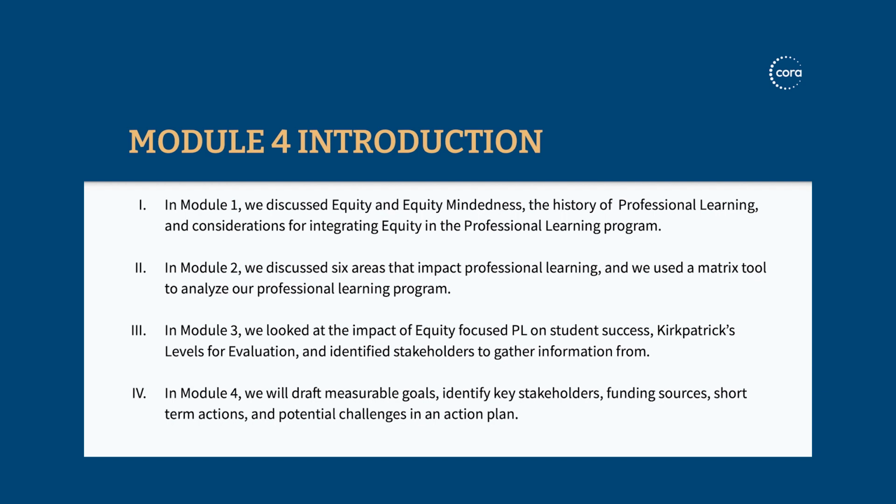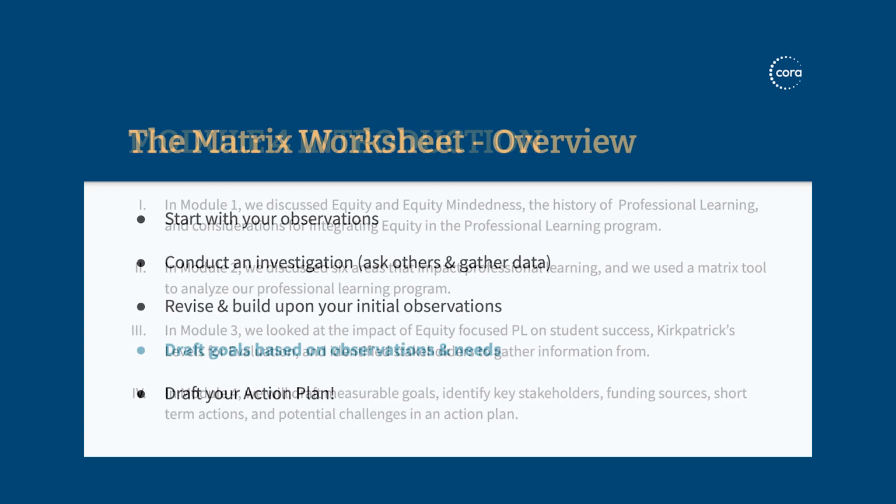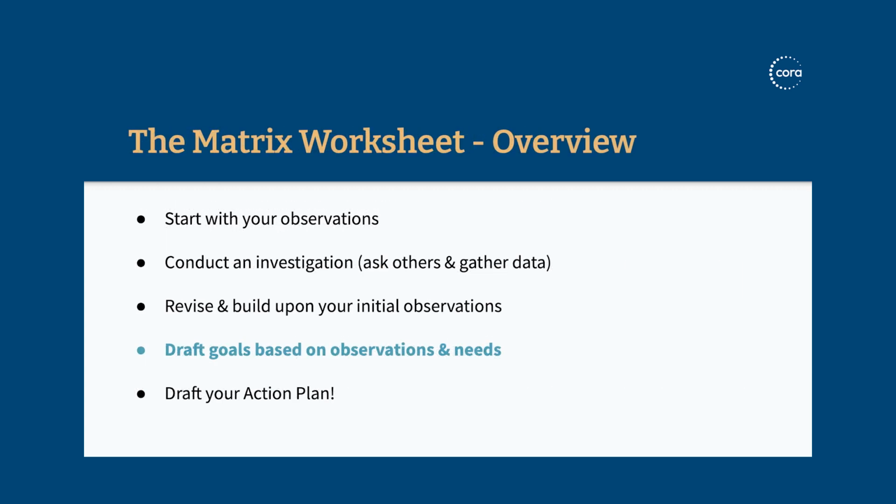So now in module 4, we will draft measurable goals, identify those key stakeholders, which was also something you could have done at the end of module 3 in the discussion forum, and then talk about funding sources, short-term actions, and potential challenges in the creation of your action plan. So where do we start with drafting those goals?